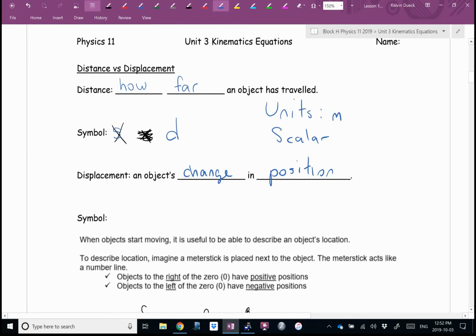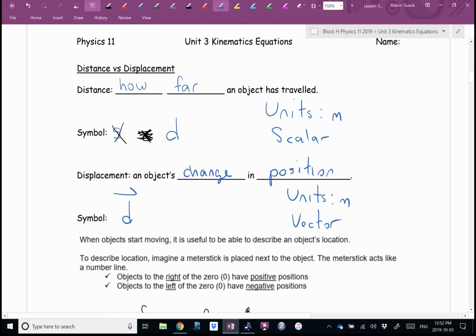Symbol should be an S with a vector sign. No, should be an X with a vector sign. That is the correct symbol. I'm not going to use that. I'm going to use the letter D with a vector sign because displacement. Units, also meters. It's a vector.